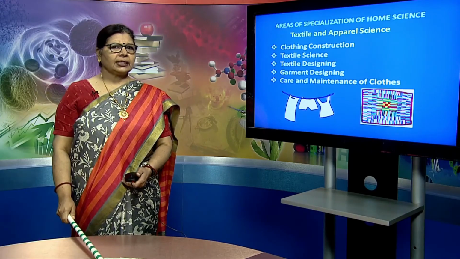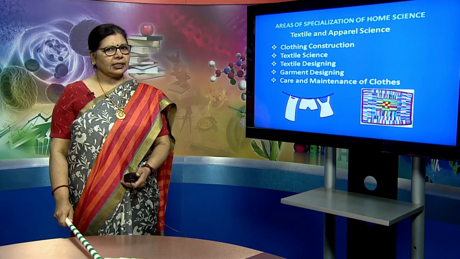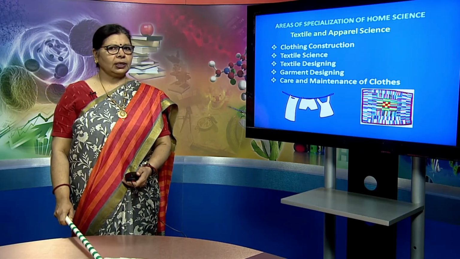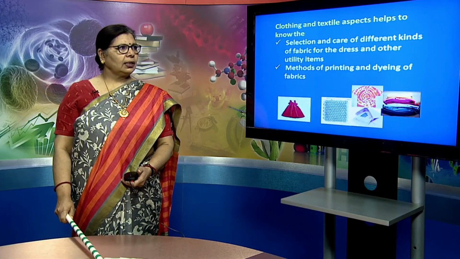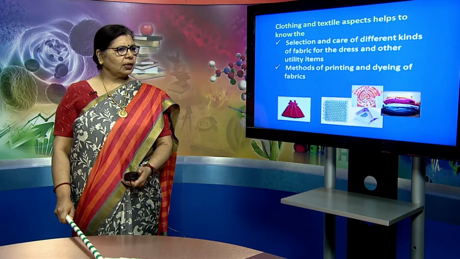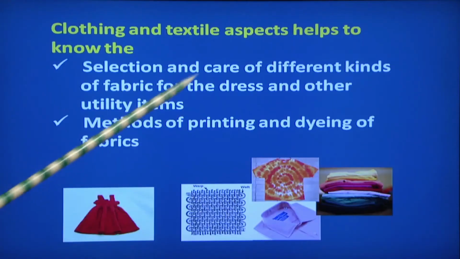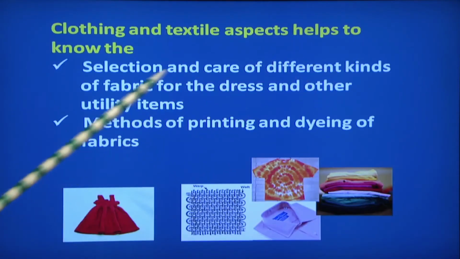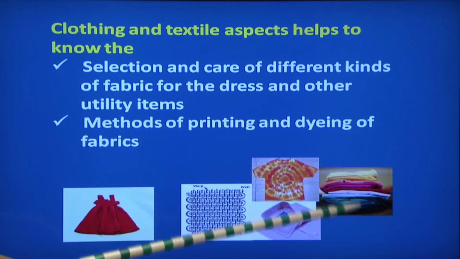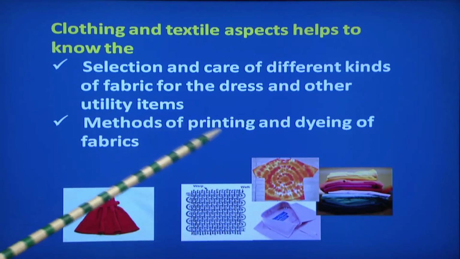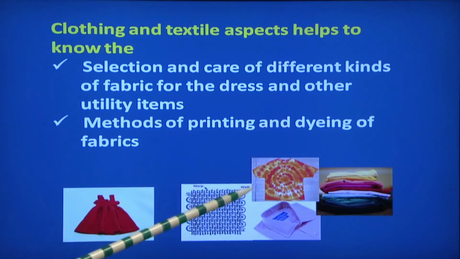In the field of textile and apparel science, you basically learn clothing construction, textile science, textile designing, garment designing and care and maintenance of clothes. You also learn in this part the selection and care of different kinds of fabric for dresses and other utility items. You also learn the methods of printing and dyeing of fabric.